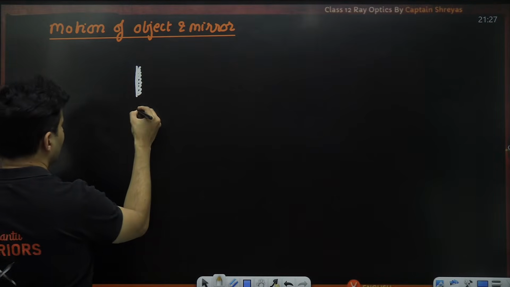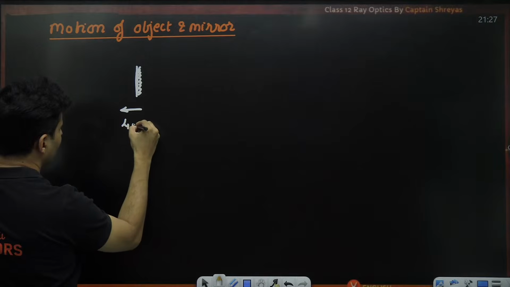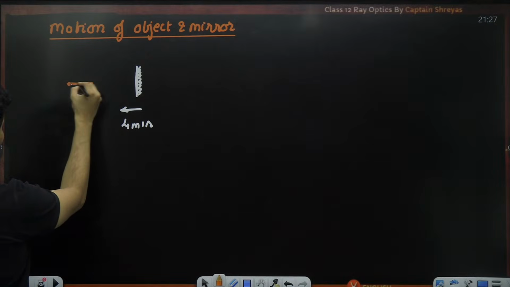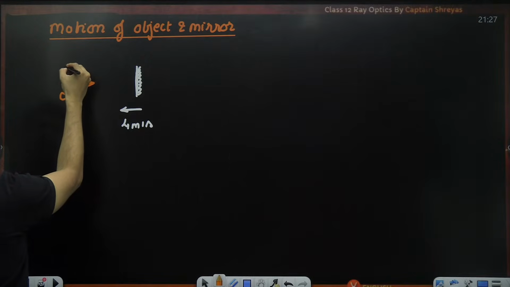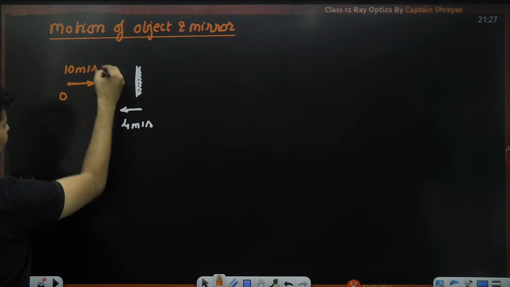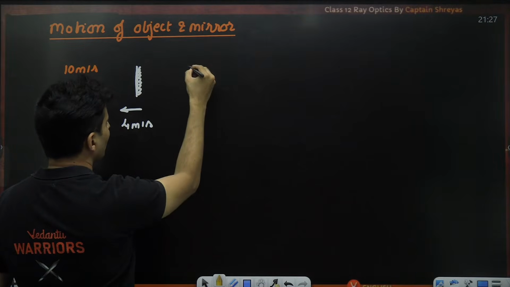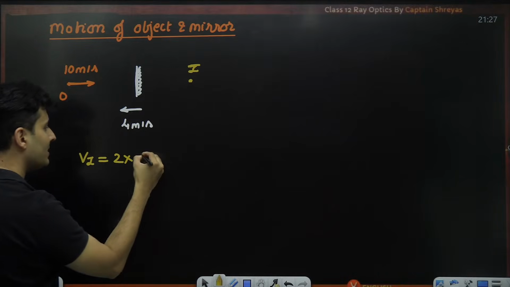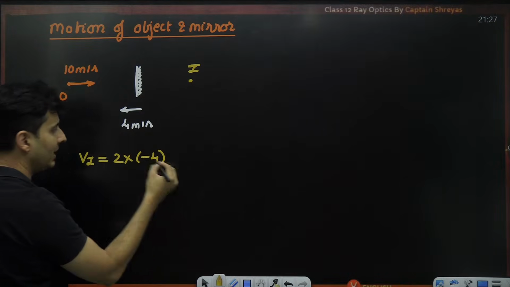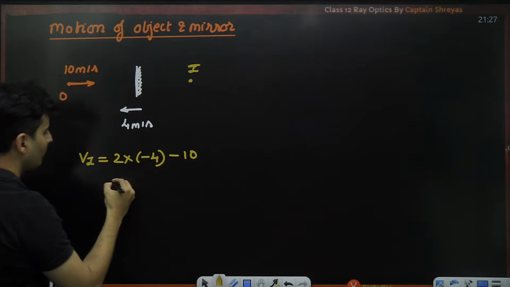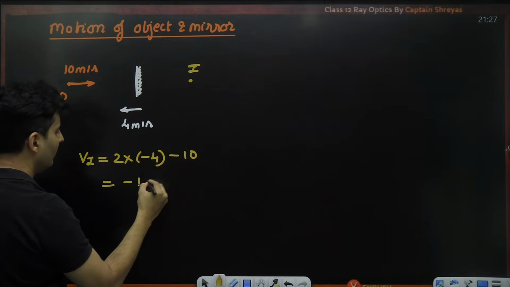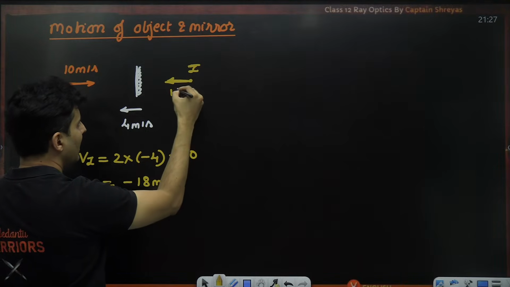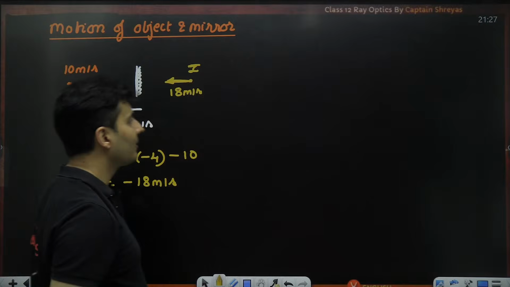Again, there is a mirror and it is going like this at a speed of 4 meters per second. And then you have this particular object which is going like this at a speed of 10 meters per second. What will the image be doing? Vi will be 2 times Vm. Vm is minus 4, mind it, negative side, minus Vo, which is 10. So this will be minus 8 minus 10, which will be minus 18 meters per second. That means the image will go like this at a speed of 18 meters per second.